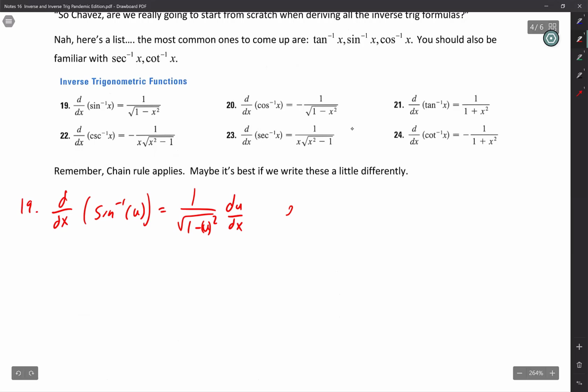Here's number 20. The only difference between arc sine and arc cosine, take a guess. It starts with a negative. It starts with a c. Remember that everything that starts with a c for derivative is going to have a negative in the front. It's the same as arc sine, but with a negative in the front.